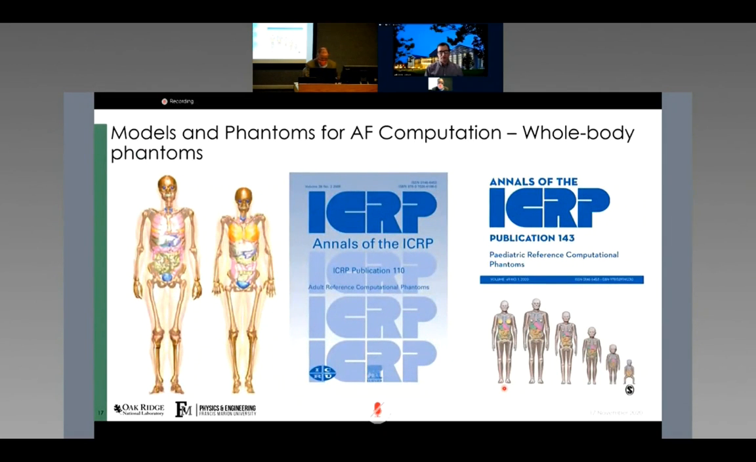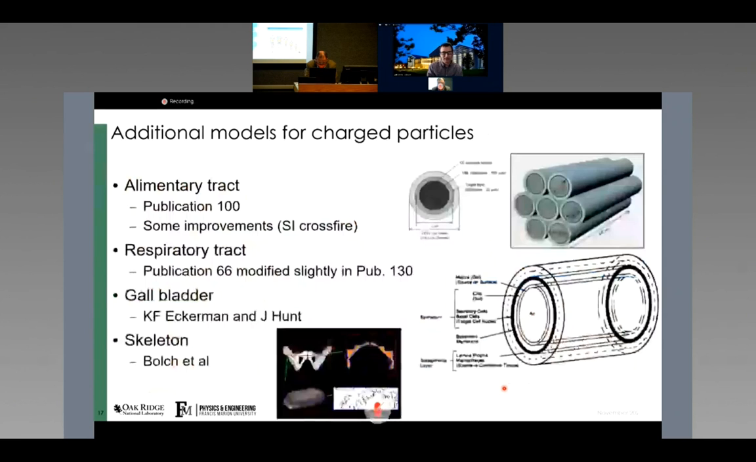So now we move to models and phantoms, and now we do have pictures, right? So again, I'll point out, these are not the reference individuals. These are the voxel phantoms that we use for absorbed fraction computation. And these are the whole body phantoms, right? Which does get us a large part of the way there. It doesn't get us all the way there. We do need some additional models.